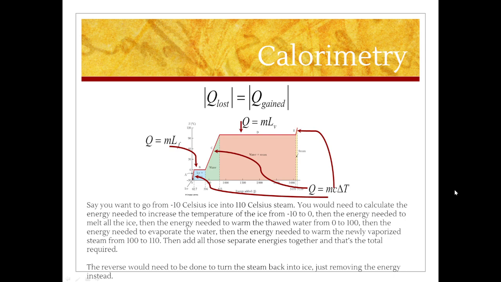Then you need to figure out how much energy to remove to turn 100 degrees Celsius water into 0 degrees Celsius water. Then you need to figure out how much energy you have to remove from 0 degrees Celsius water to turn it into 0 degrees Celsius ice. Then you have to figure out how much energy to remove to turn 0 degrees Celsius ice into negative 10 degrees Celsius ice. It's the same chain of events, just in reverse, and you end up with a negative answer because you had to remove all of that thermal energy.